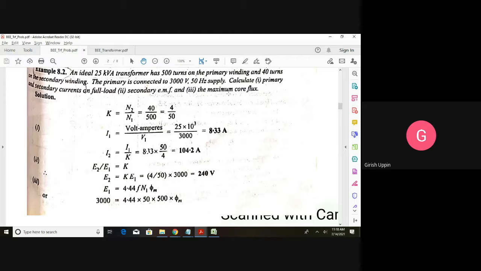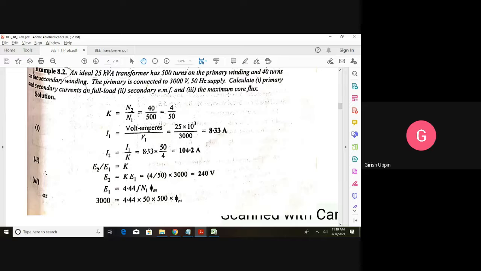Now, what we have to find? Maximum core flux, that is phi m. And what is the equation? You just have to remember in which equations phi m is there. Phi m is there in the EMF equation for the primary voltage, that is capital E1 is equal to 4.44 F N1 phi m, and the second equation is phi m is equal to Bm into A.